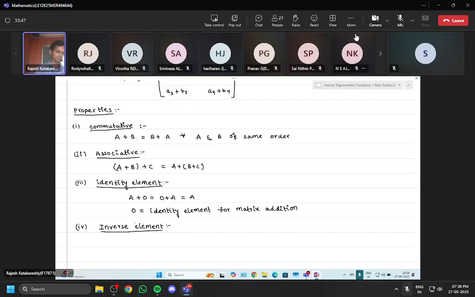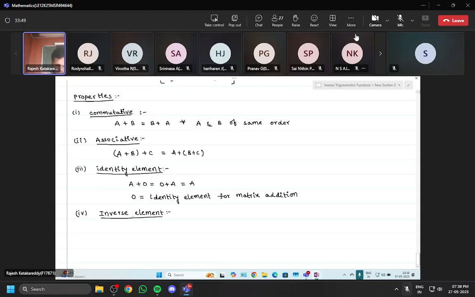In matrices also you have something like that. We say A plus B is equal to B plus A is equal to null matrix. That means the matrix B is equal to minus 1 into matrix A. This is known as negative of a matrix, right? So here minus A is the inverse element for A.